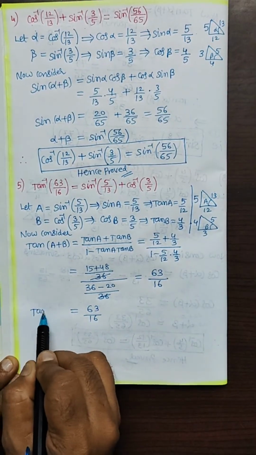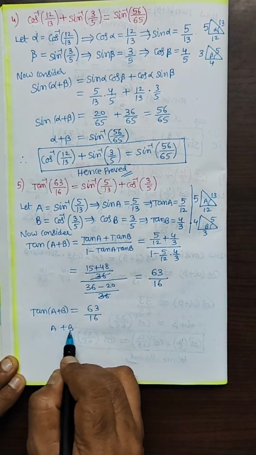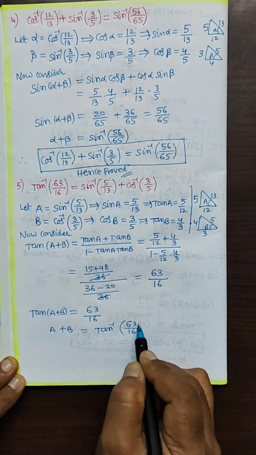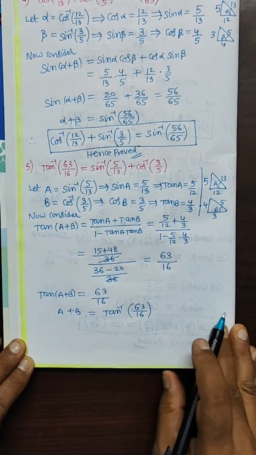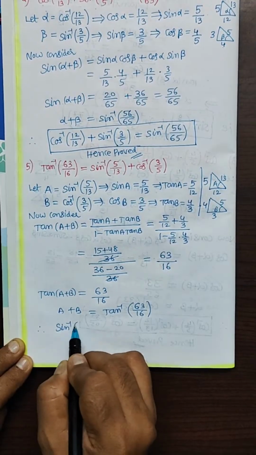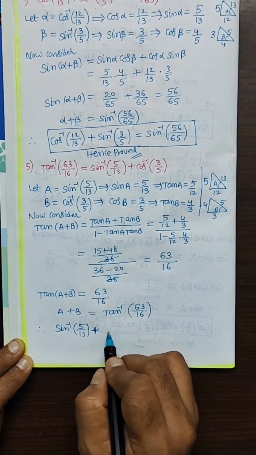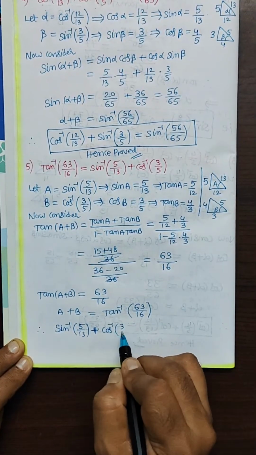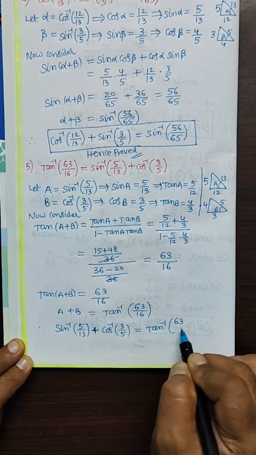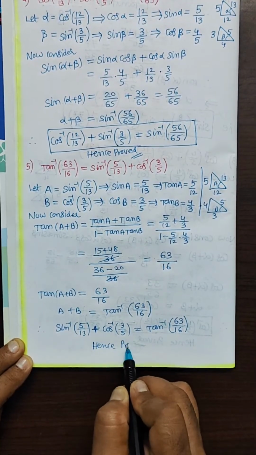So, tan of A plus B. So, tan bring this side, A plus B is equal to tan inverse of 63 by 16. So, what is A, what is B? Therefore, A equal to sin inverse of 5 by 13 plus B means what? Cos inverse of 3 by 5 is equal to tan inverse of 63 by 16. Hence, proved, dear students.